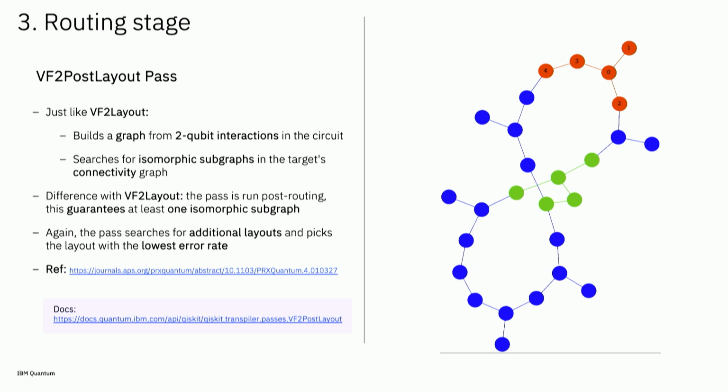And so for this one, it's pretty simple because it's a pretty small graph. But for more complicated examples, obviously, this problem can be much harder to solve. But so then at the end of the routing stage, what we have is a circuit that is matching the connectivity constraints of the device, and it's picked the qubits with the best predicted fidelity. Which leads us into the translation stage.